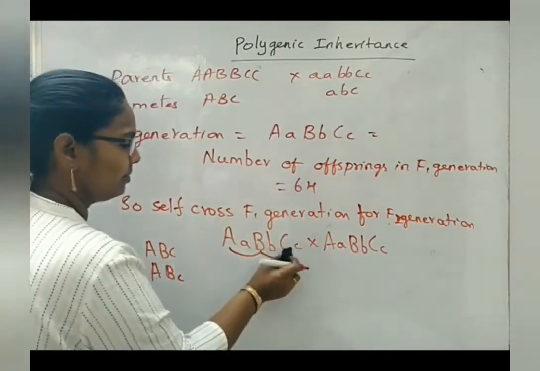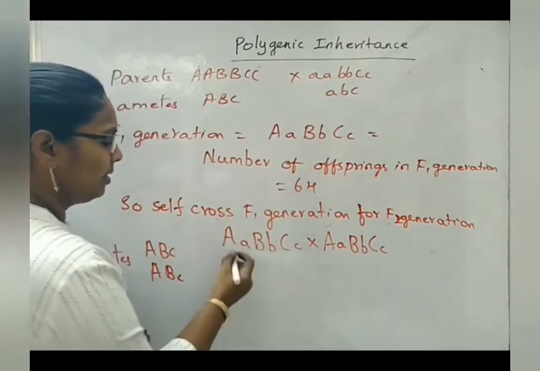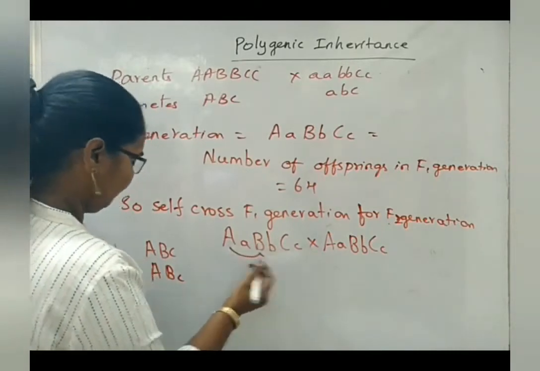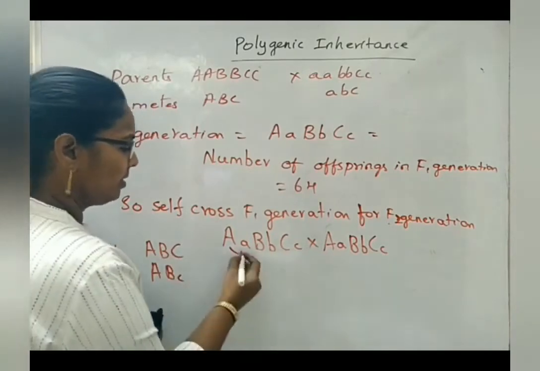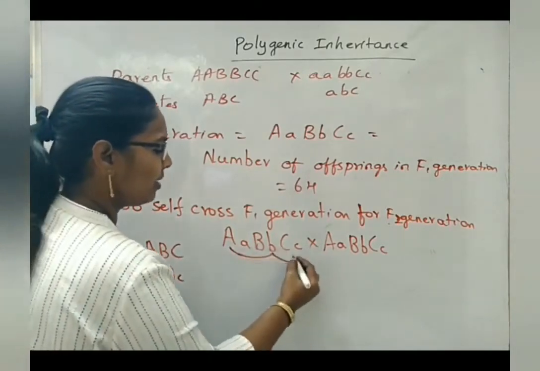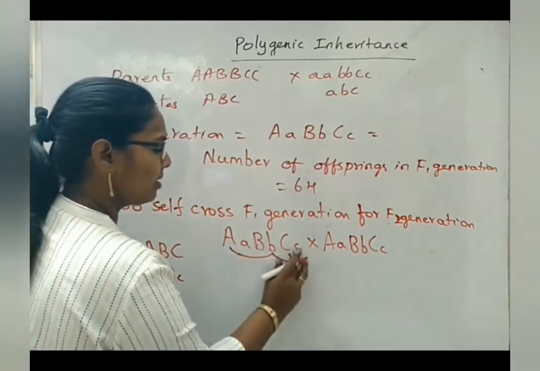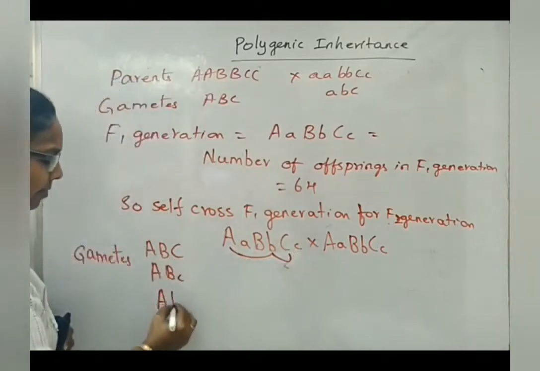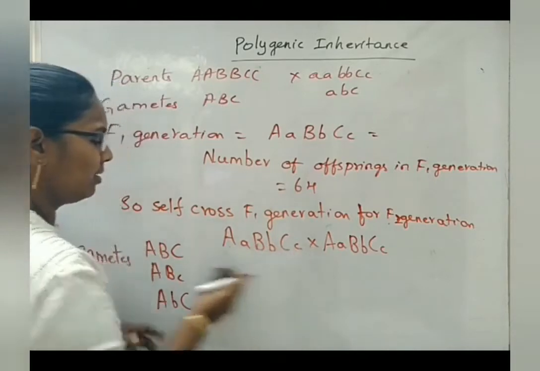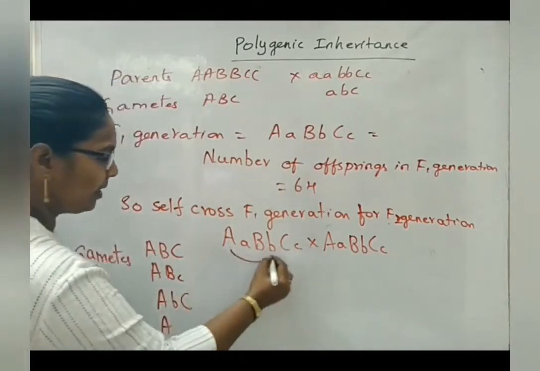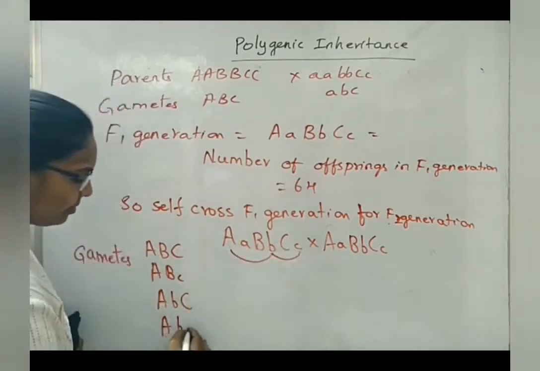Now, capital A, capital B, here we have to write capital C. Capital A, small b, capital C. Now, capital A, small b, small c.